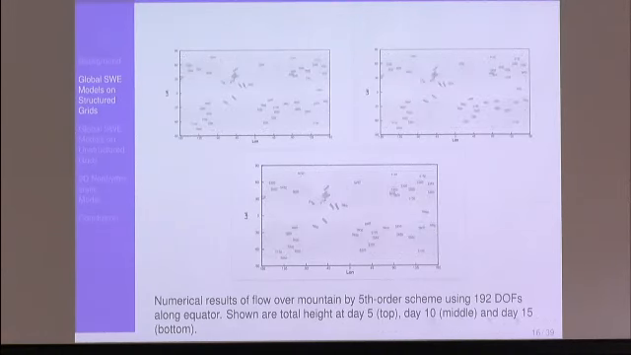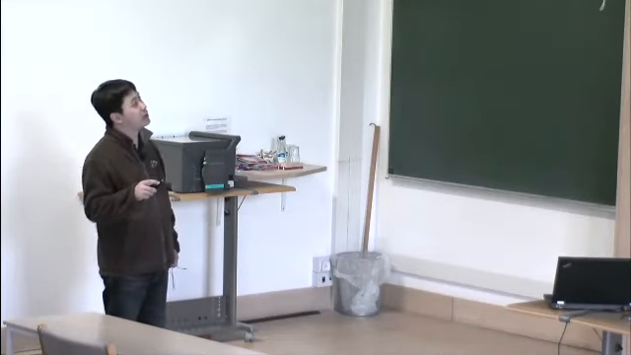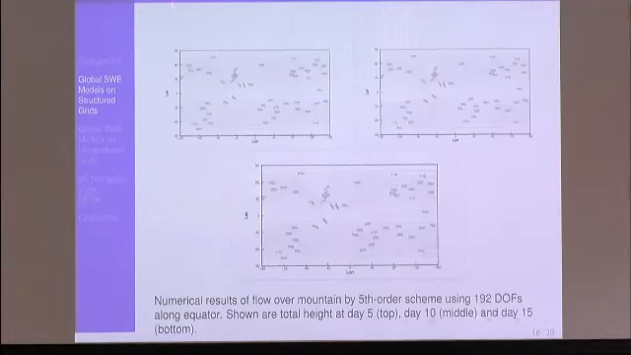We have also tested many widely used benchmark tests, but there's no time to report each of them. Just another example, case 5, the flow over an isolated mountain. These results are calculated by the fifth order model, and on this coarse grid, the height field agrees well with the spectral transform solution.